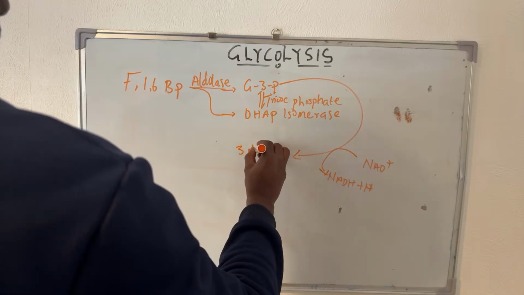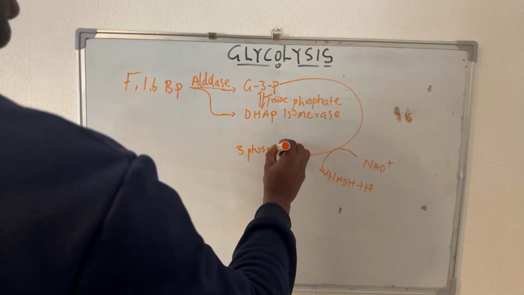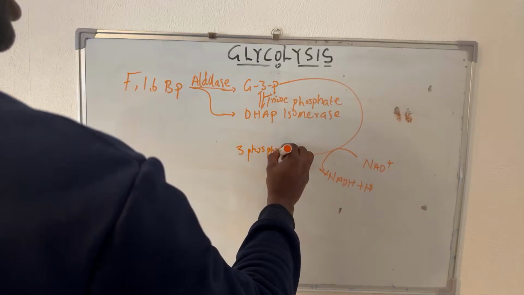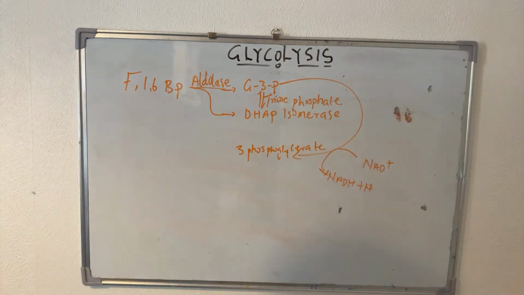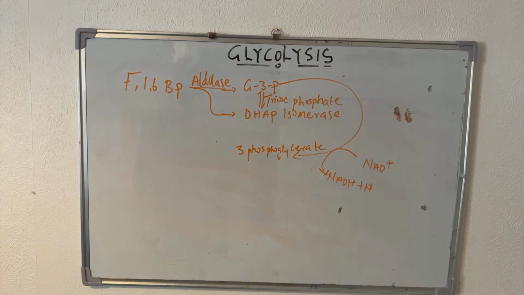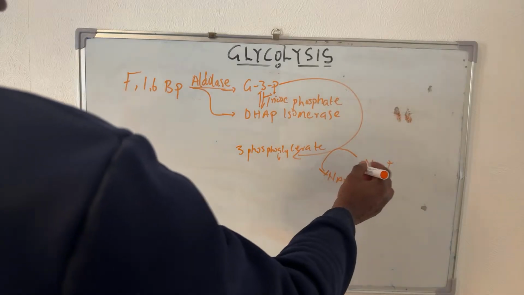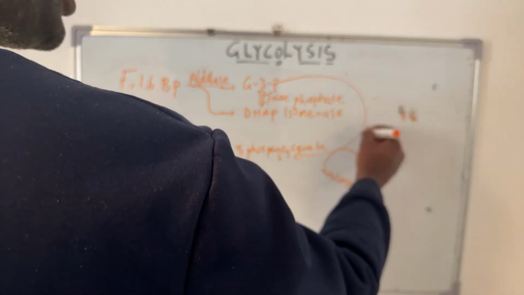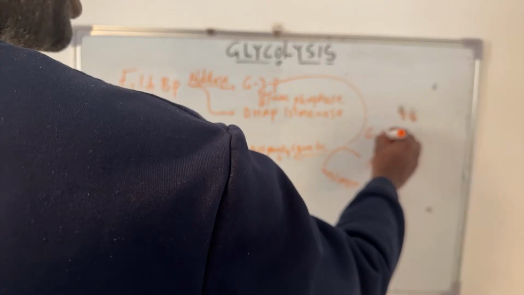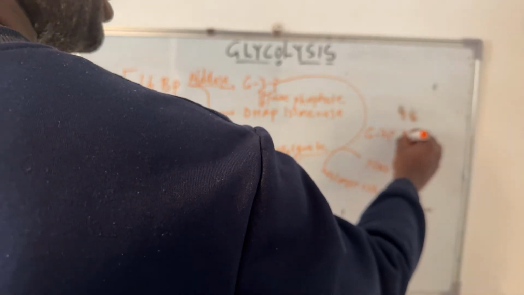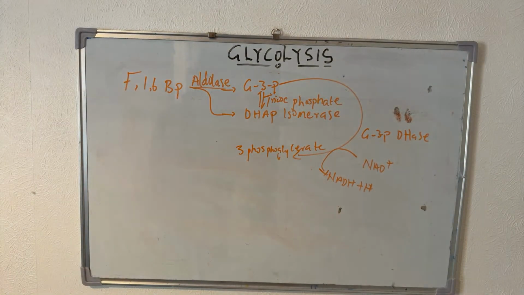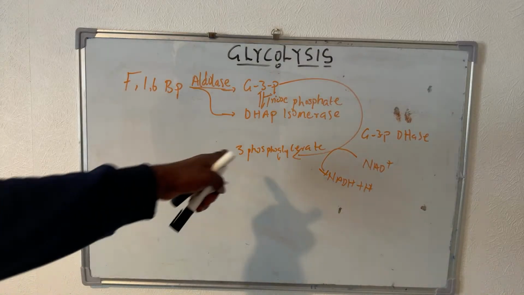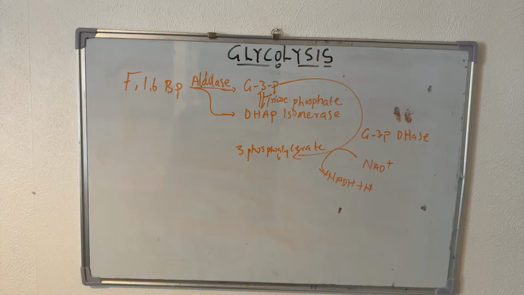So this will be oxidized to form phosphoglycerate. Remember, the enzyme here is glyceraldehyde 3-phosphate dehydrogenase, which is G3P dehydrogenase. This is how we write it. Glyceraldehyde 3-phosphate dehydrogenase, which yields phosphoglycerate.